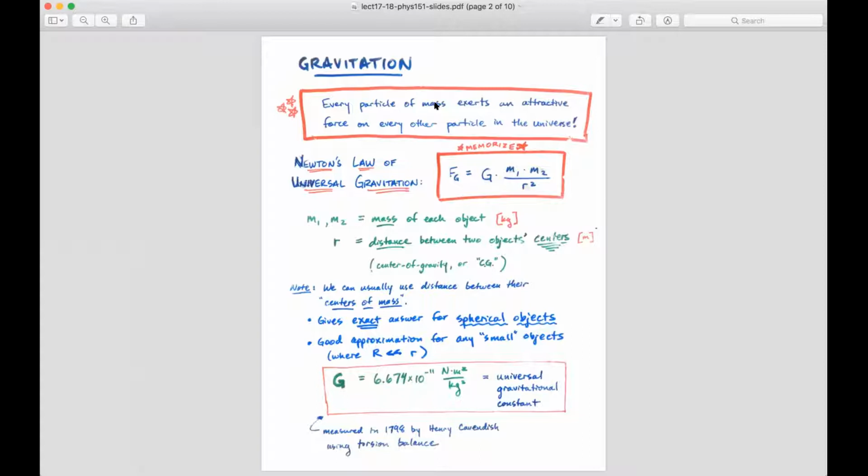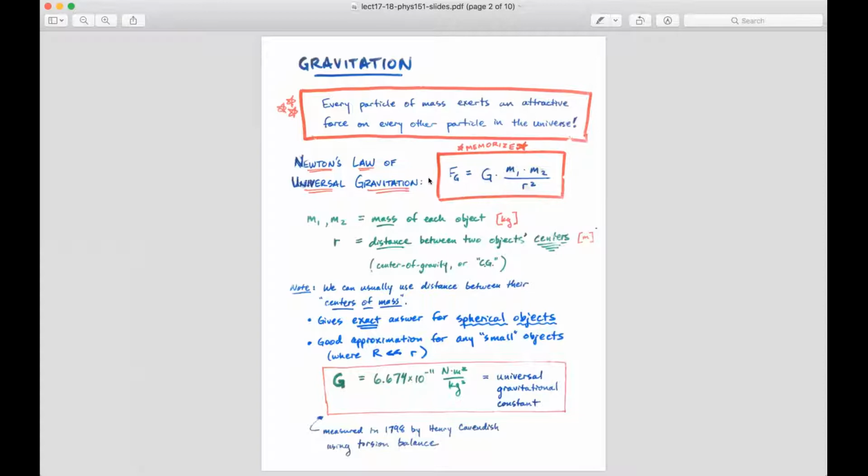By the way, there is no repulsive gravitational force. You may have heard of the term antimatter, but particles of antimatter, like positrons, for example, have positive mass just like electrons do. So they participate in attractive gravitation, just like all the other mass in the universe.